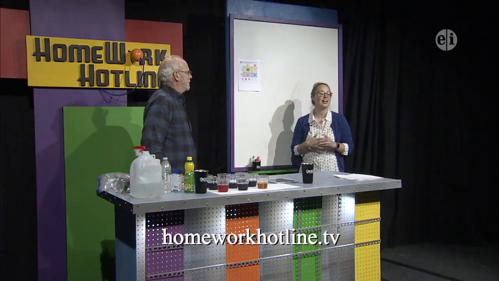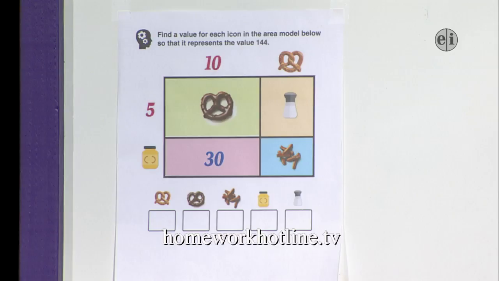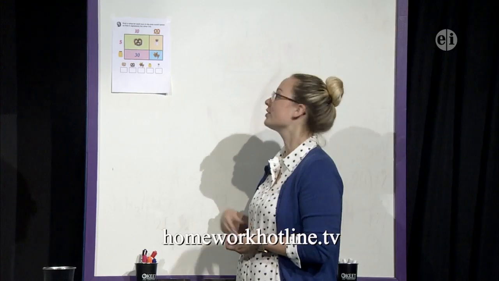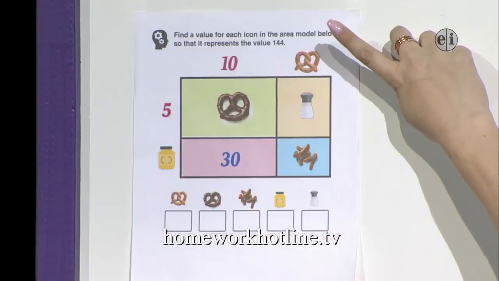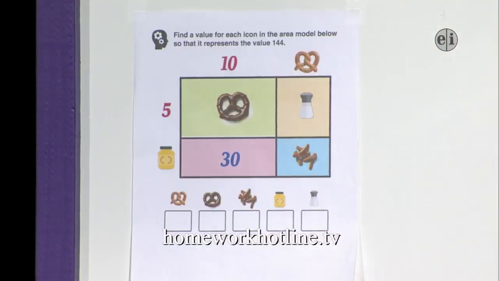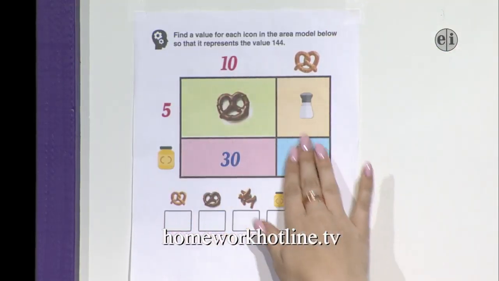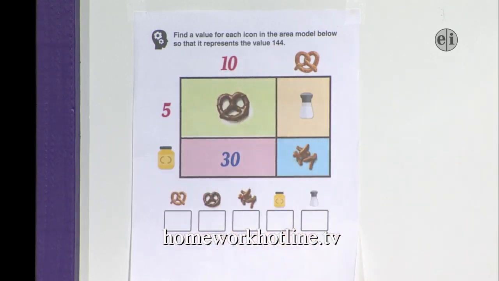So this is an excellent lesson on reading your directions, because a bunch of the people here were trying to solve it before the show, and they struggled because they didn't read the words first. So find a value for each icon in the area model below so that it represents the value 144. So the area of this whole area is going to be 144 together.